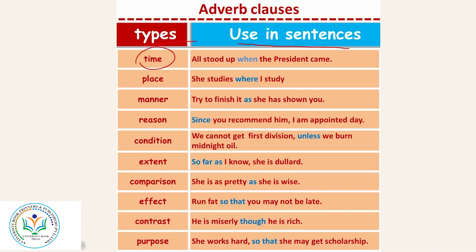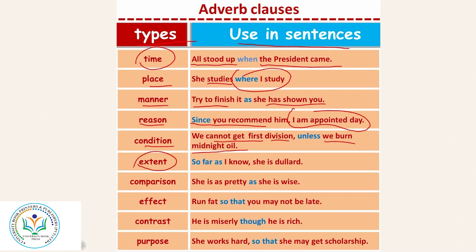Now adverb of time, for example: All stood up when the president came. When? They stood up when the president came. Place: She studies where I study. Manner: in which manner? Try to finish it as she has shown you. Reason: why the action is done. You have to tell your reason too. Since you recommended him, I appointed him. Condition: we cannot get first division unless we burn the midnight oil.